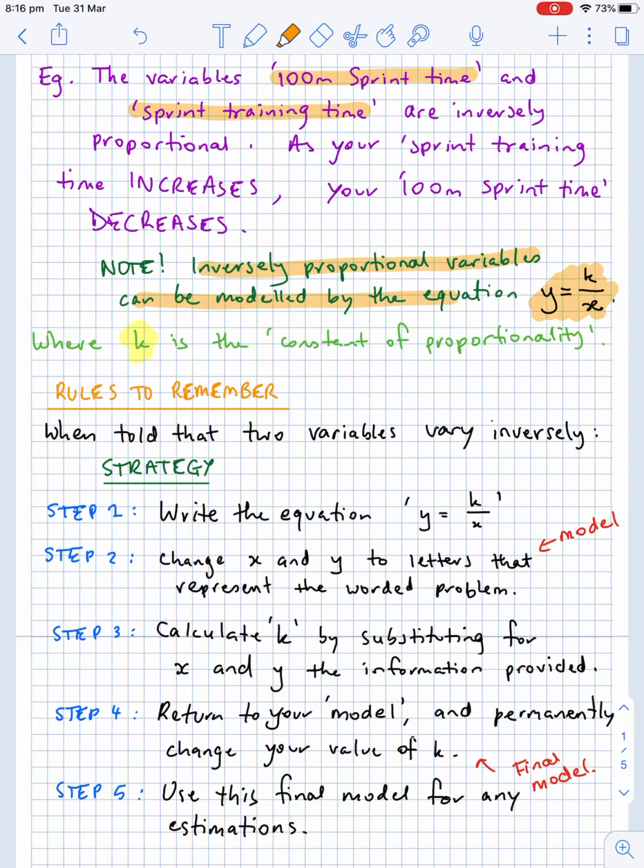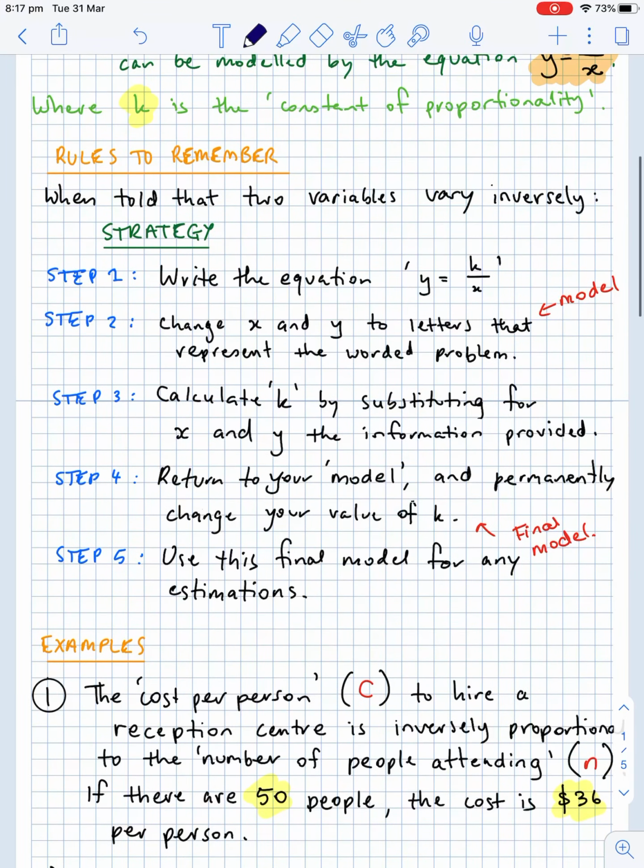Note, inversely proportional variables can be modeled by this equation here, y equals k over x, where k is the constant of proportionality. Hopefully this wording comes back to you from when we used this in direct variation, where the model was y equals kx. That was direct proportion, but now we're dealing with inverse proportion, and this is the one that we use for today.